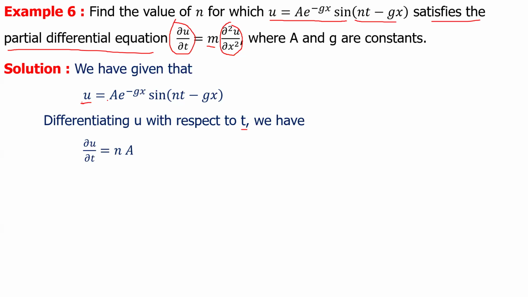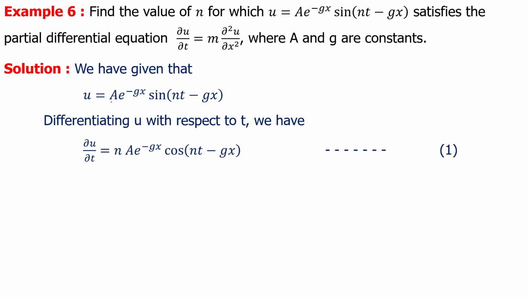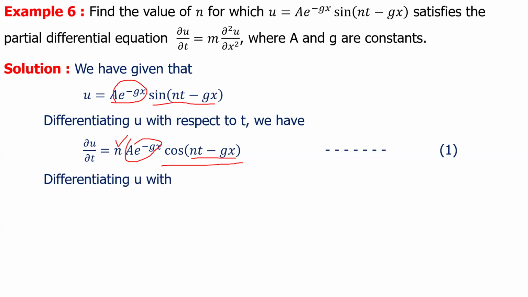So let us first find the partial derivative of u with respect to t. Now this a e to the power minus gx is constant, so we write it as it is. The derivative of sin t is cos t, and the derivative of nt minus gx with respect to t is n. So this is del u del t.